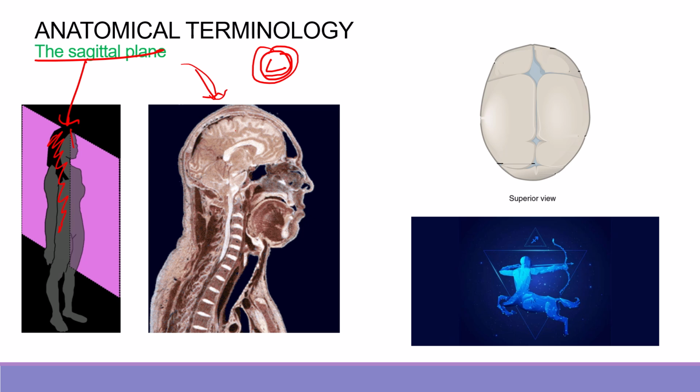The name sagittal comes from the Greek root sagitta, which means arrow. If you look at this in the constellation, we normally call it the Sagittarius constellation, the one that contains the bow, but more importantly here, the arrow.